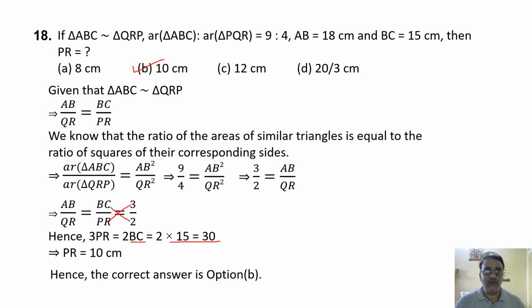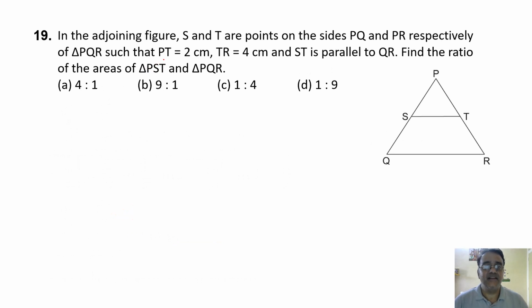So now we are moving toward the second last question. In the adjoining figure, S and T are points on the sides PQ and PR respectively of triangle PQR, such that PT is equal to 2 centimeter, TR is equal to 4 centimeter and ST is parallel to QR. So this is parallel to QR. Find the ratio of triangle PST and triangle PQR. तो ये दोनों को पहले similar proof करना पड़ेगा.